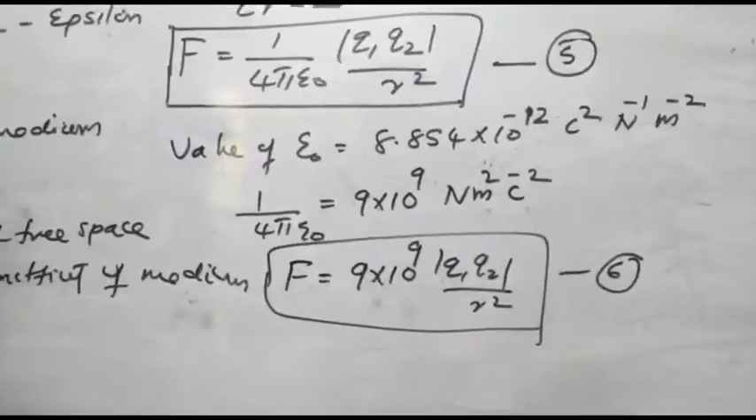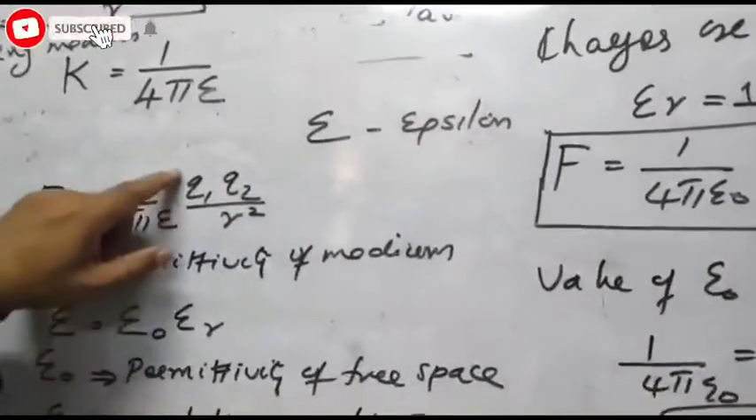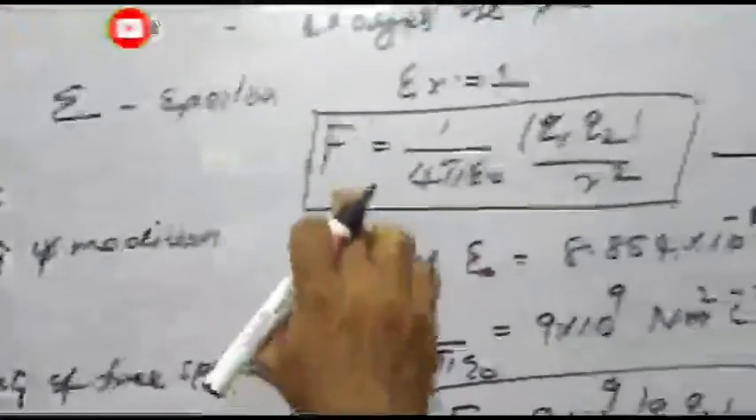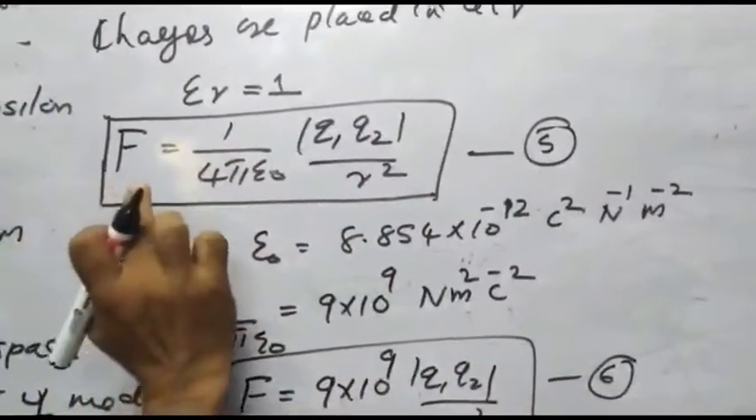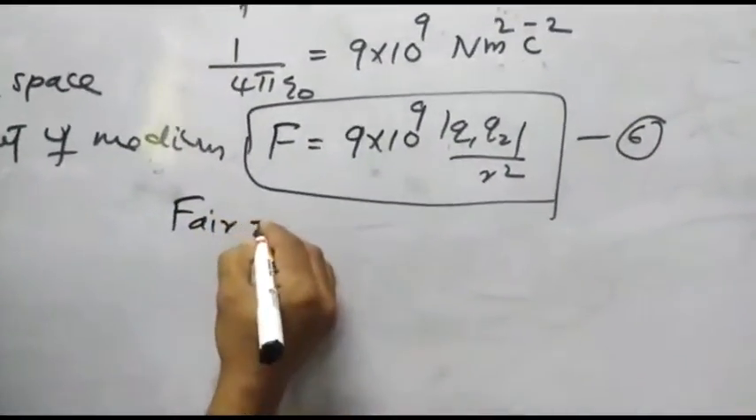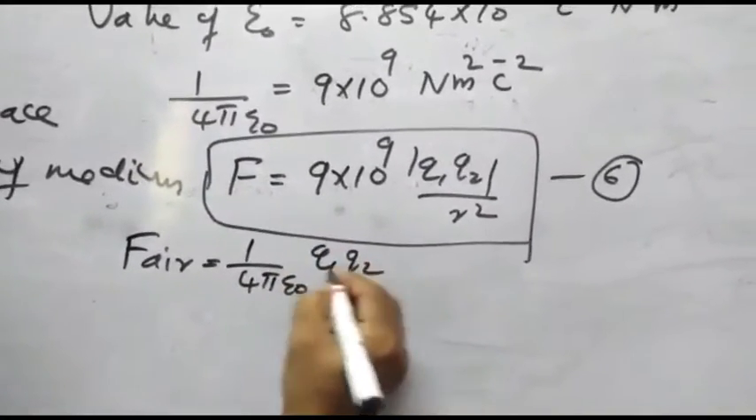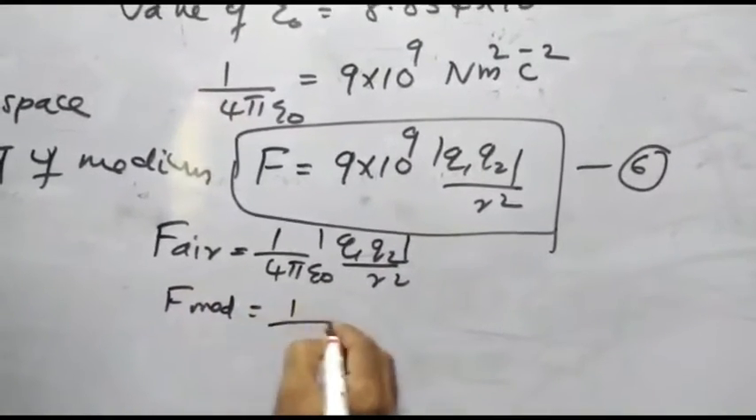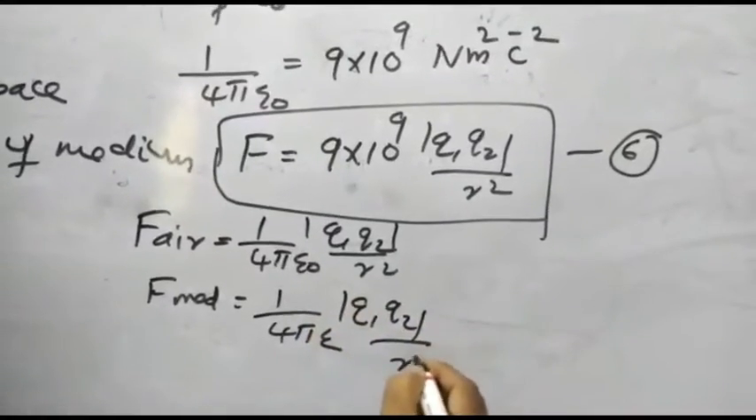Okay. So, F is equal to 1 by 4 pi epsilon Q1 Q2 by R square when the charges are placed in a medium, and F equal to 1 by 4 pi epsilon 0 Q1 Q2 by R square when the charges are placed in air or vacuum. So, F air is equal to 1 by 4 pi epsilon 0 Q1 Q2 by R square, and F medium equal to 1 by 4 pi epsilon Q1 Q2 by R square.